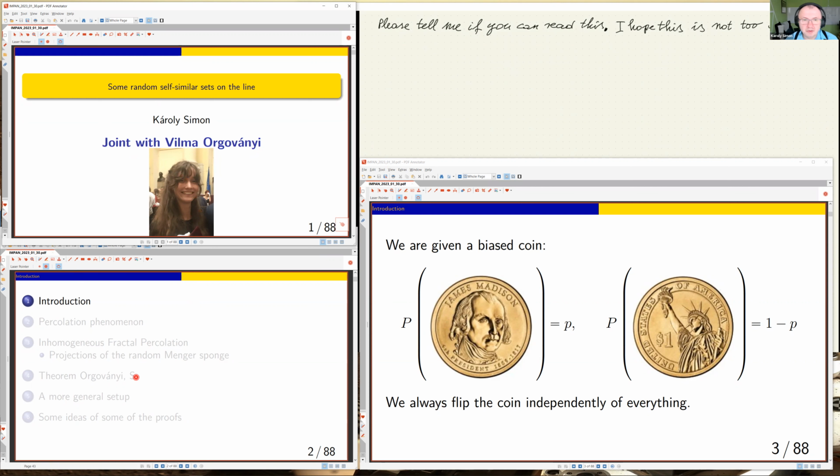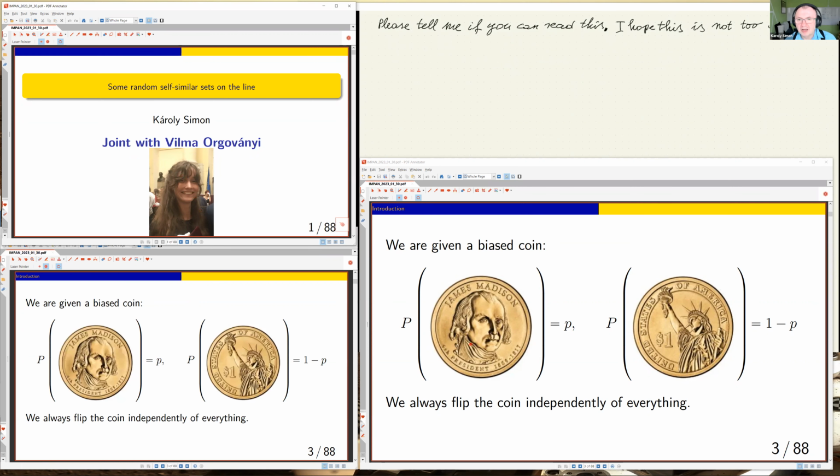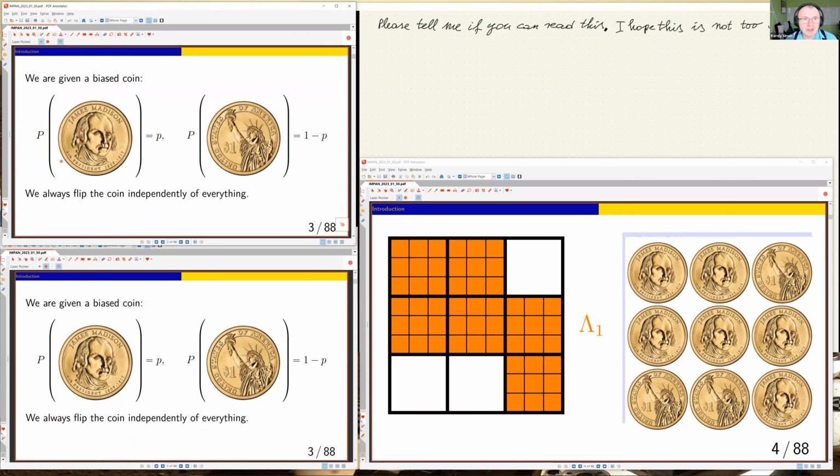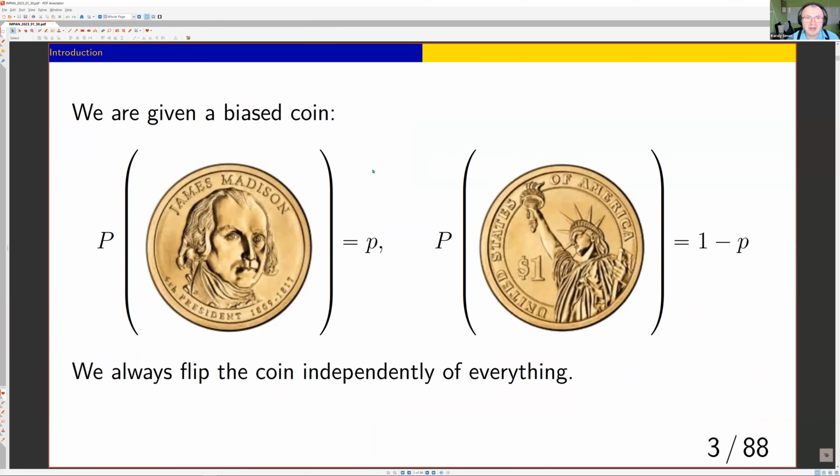I would like to introduce the simplest possible setup, where we have one coin. I hope that it's visible, but I go to a bigger screen because now the little details will be more important. There is this coin, head and tail, and the probability that it shows up head is p and tail with 1 minus p probability.